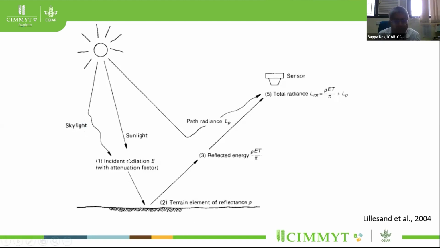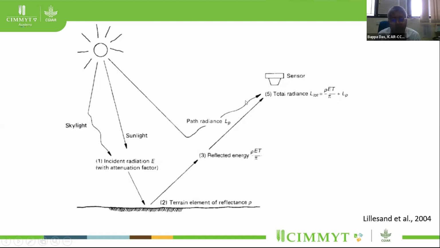So that radiation will interact with those materials on the earth surface, and some part of it will be reflected and go to the sensor. At the same time, some part of the light energy, whatever is coming, will be scattered and reach the sensor.